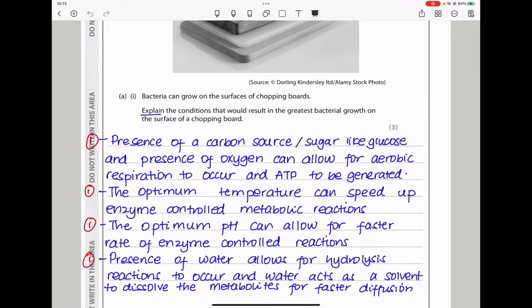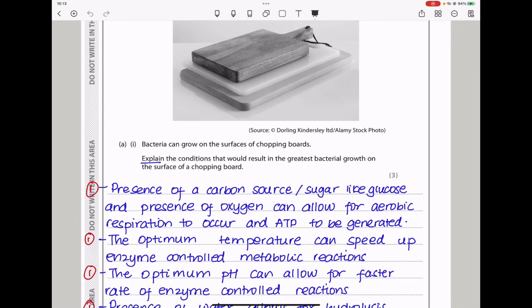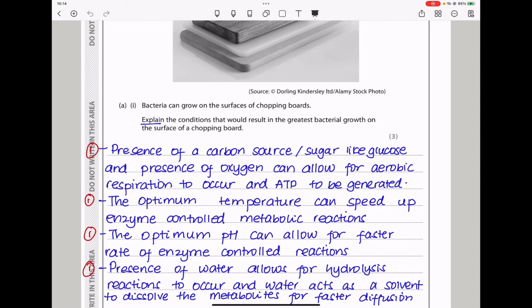For bacteria to grow, we need a source of carbon, which is a sugar. So if there is presence of glucose or a sugar, if there is presence of the right pH, as well as conditions that allow bacteria to carry out respiration. So I said presence of a carbon source or sugar like glucose and presence of oxygen can allow for aerobic respiration to occur and ATP to be generated.